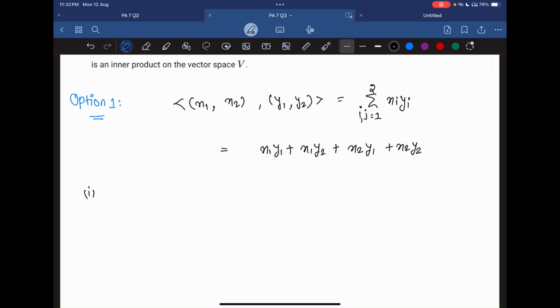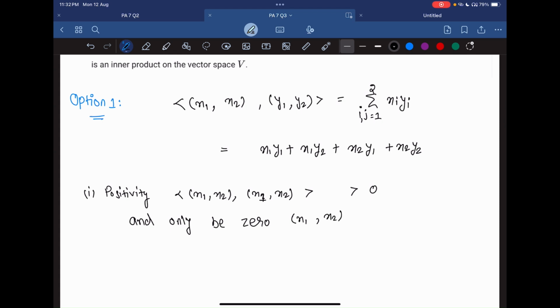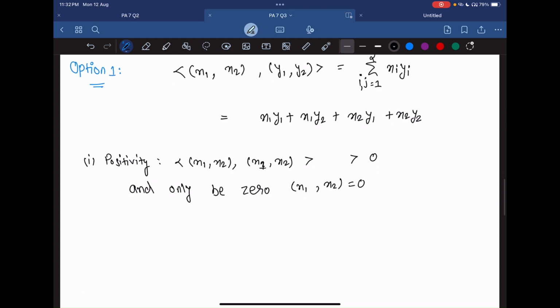That is, one is positivity, that is inner product of a vector with itself would be greater than 0 and will only be 0 when x1, x2 is 0. So this is the positivity condition. Second is symmetricity, that is inner product of x1, x2 with y1, y2 the same as inner product of y1, y2 with x1, x2.